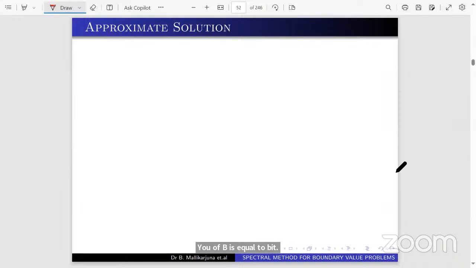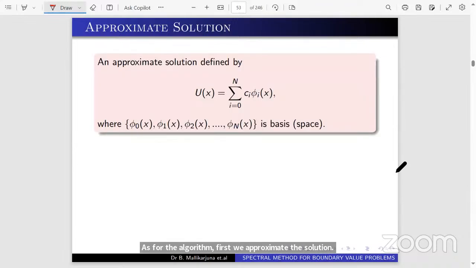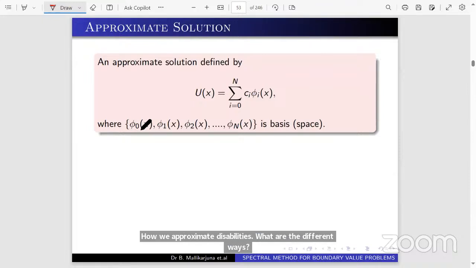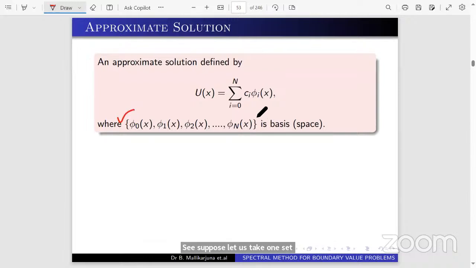As per the algorithm, first we approximate the solution. How do we approximate the solution? What are the different ways? Suppose let us take one set of functions. These are called basis functions, which are considered from one of the vector spaces, like the set of continuous functions forms a vector space. From that, I'm taking the basis, this phi naught, phi 1, phi 2, and so on, phi n. What are the examples for that?